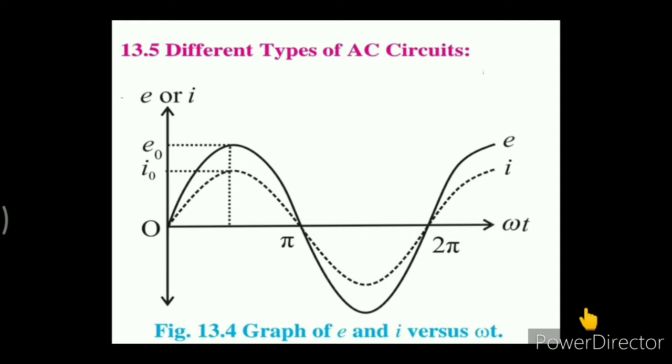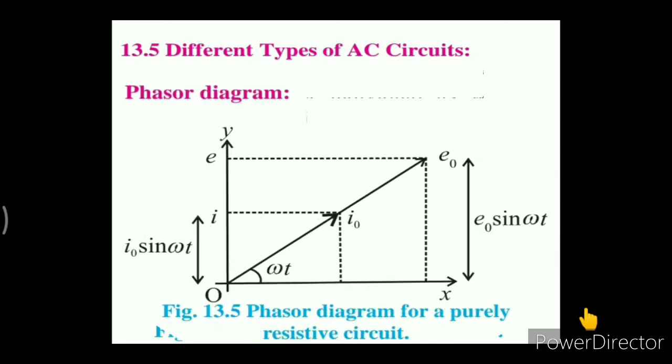That is, they are in the same phase. Both E and I reach zero, minimum and maximum value at the same time, as shown in this graph of E and I versus omega t. Also, we had seen the phasor diagram for the purely resistive circuit, as the phasors for I and E both are in the same direction and both of them are making an angle omega t with OX.